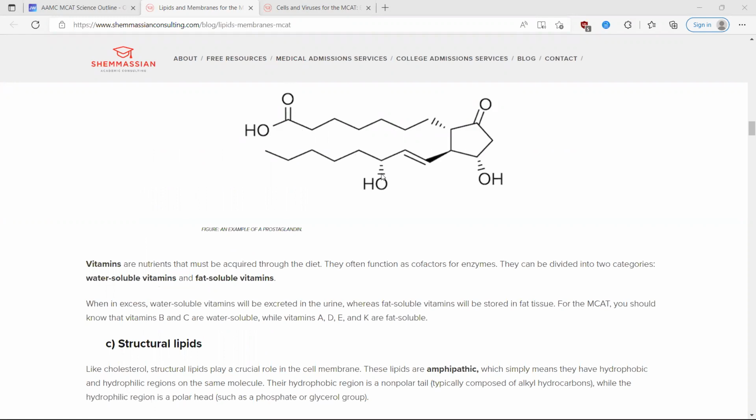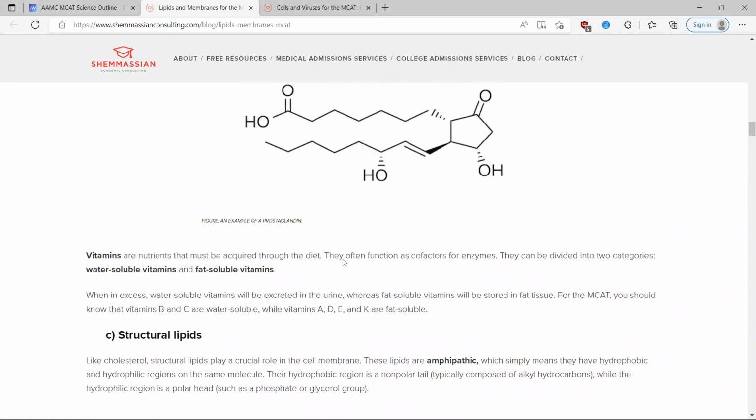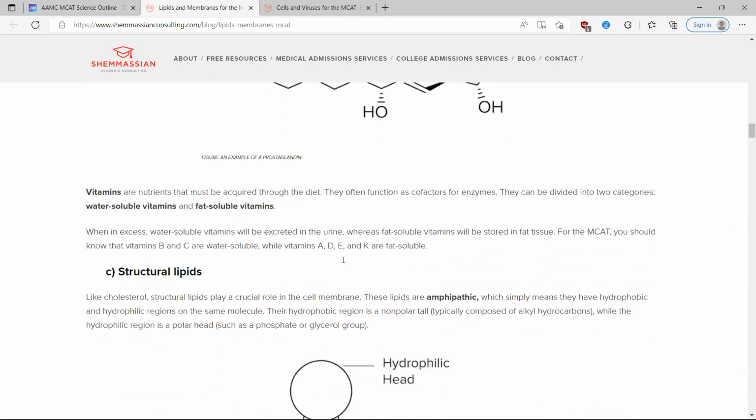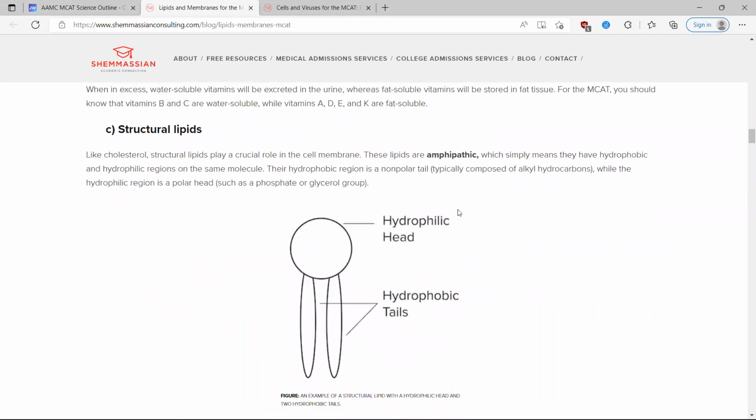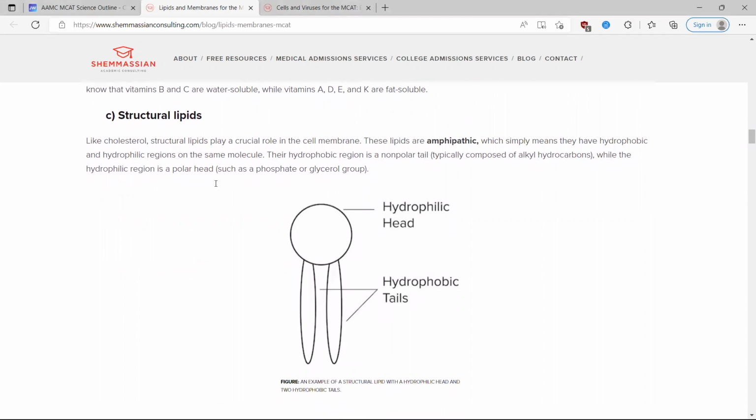So these are the major types of signaling lipids that we see. Now we move on to structural lipids. And again, lipids are incredibly important because of their nonpolar property. That's useful to us. Lipids by themselves are hydrophobic, they have long carbon chains.